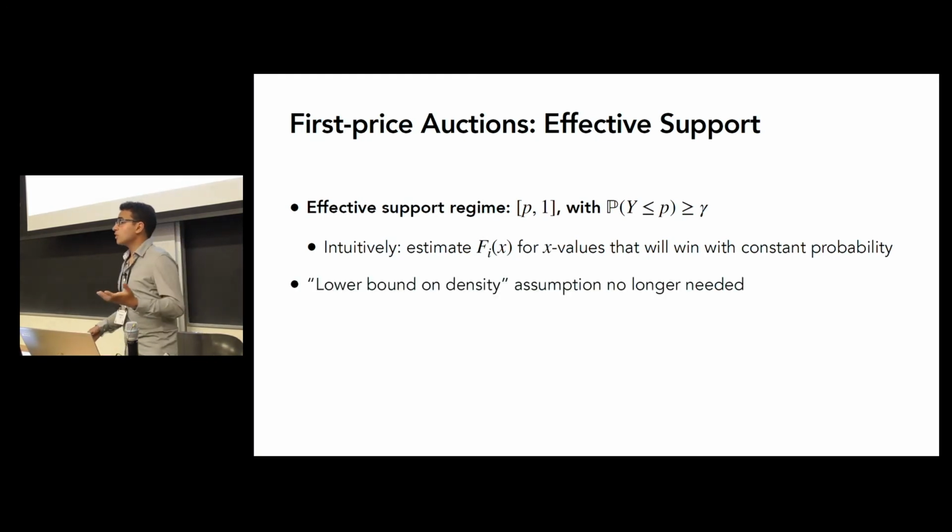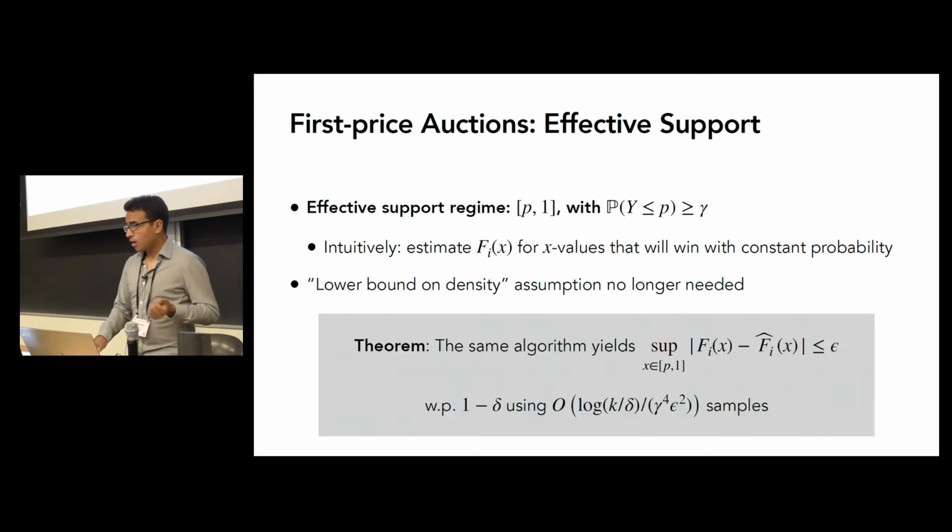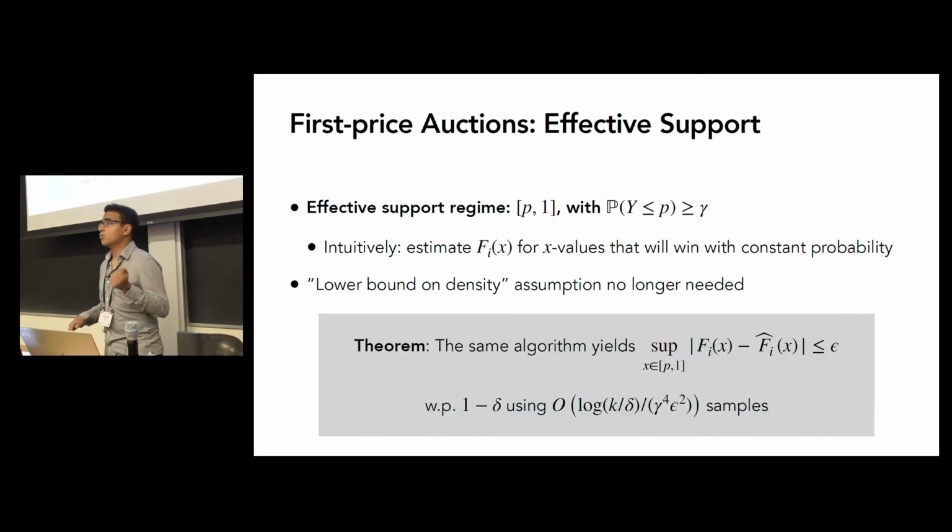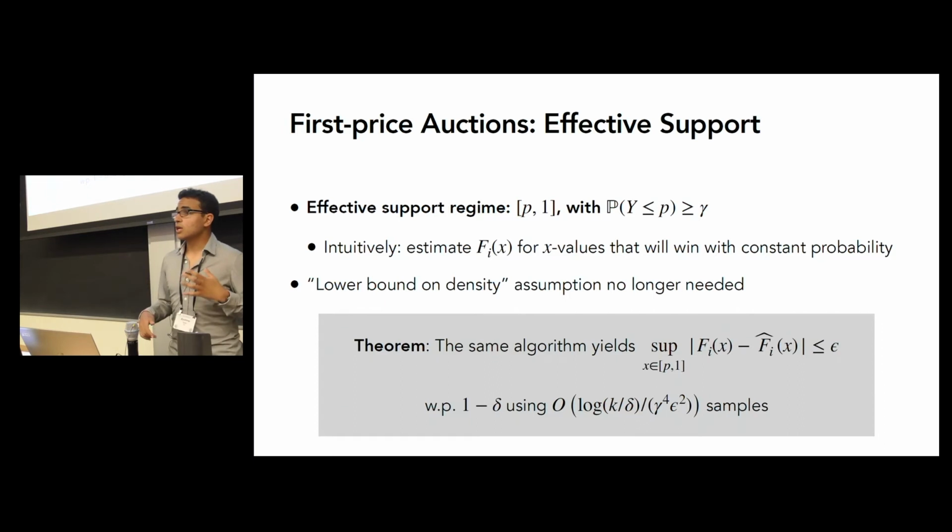OK, once we've relaxed our goals from estimating the full support to just this partial support, the assumption of having a lower bound on the density we no longer need. And it turns out that the exact same algorithm that we used in the full support setting actually gives us an efficient algorithm for the effective support setting. And so we don't need to change the algorithm at all, but now we're paying logarithmic in the number of agents and polynomial in the precision. And we're able to recover the bid distributions under an even stronger notion of statistical distance.